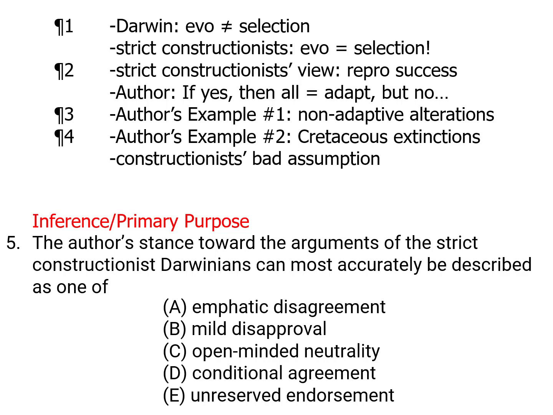So that's going to immediately eliminate 3 of the answers, because C says that the author was neutral, and D and E say that the author supported them. But we know that the author didn't. Of the 2 answers that are left, we have emphatic disagreement and mild disapproval. There wasn't anything mild about the disapproval here. The author is against these folks. The author says they're wrong. That means that the answer must be answer choice A. And that's about all we have to do.